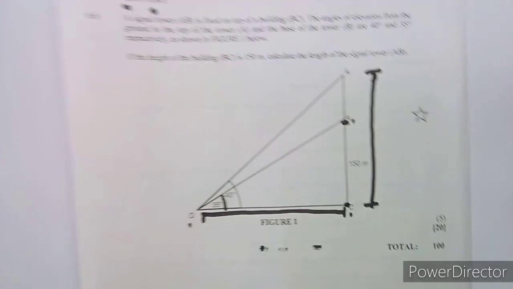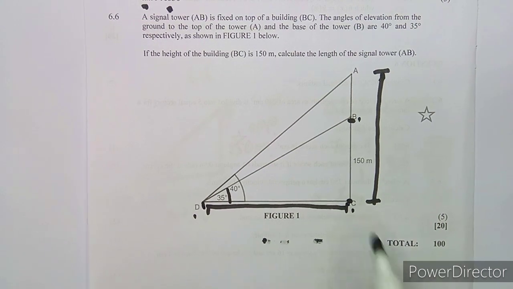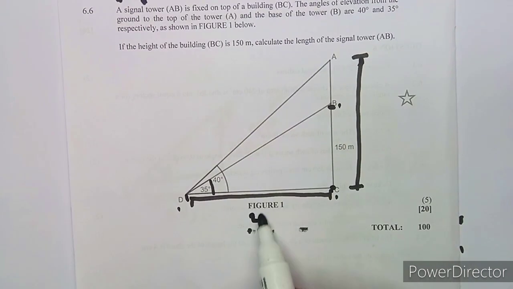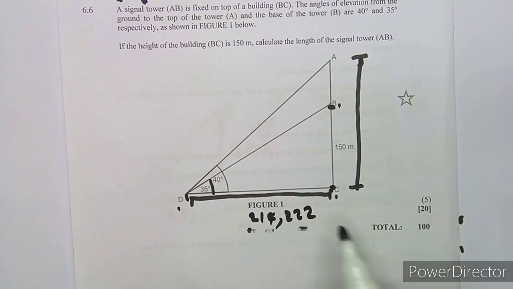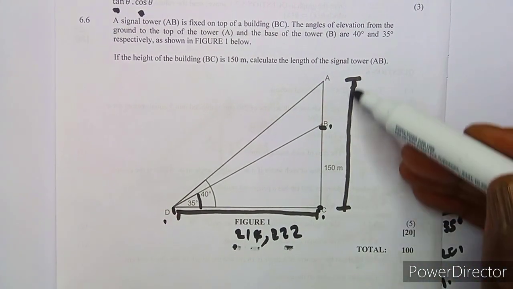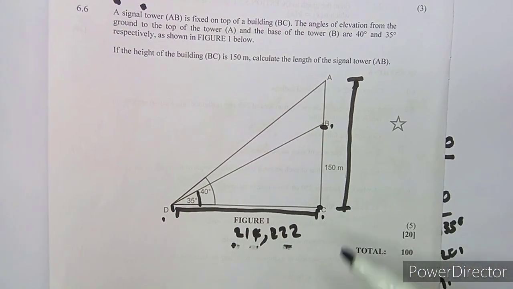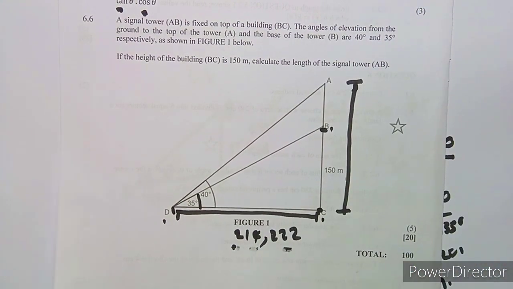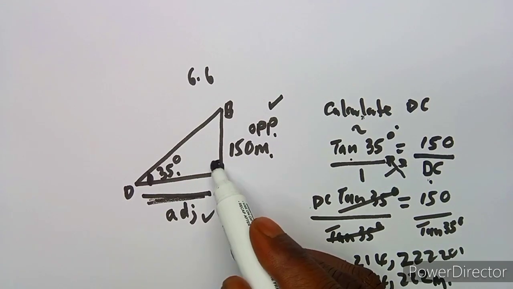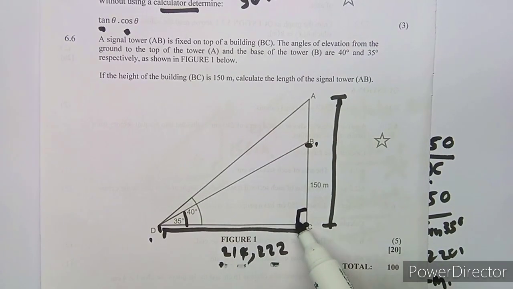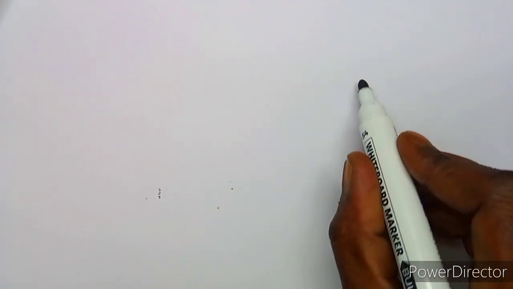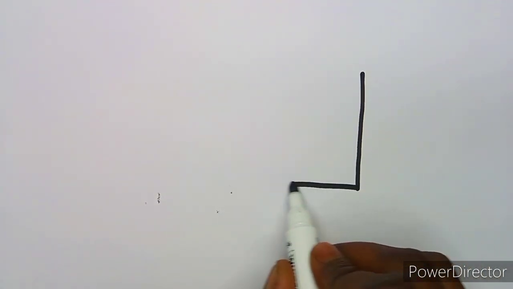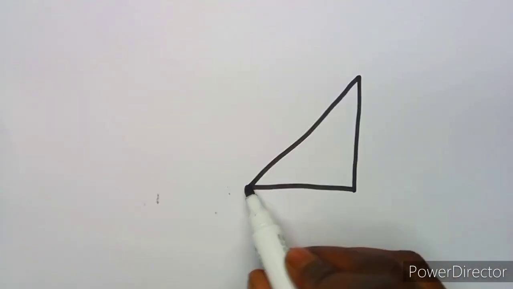So like I said, if we have got DC, which is 214,222, it's going to be easier for us to calculate this AC. How? We are going to use this whole triangle now. Remember, it's a right angle triangle here because these are vertical and horizontal lines. So that's why we are applying these trig ratios, because this is a right angle triangle.